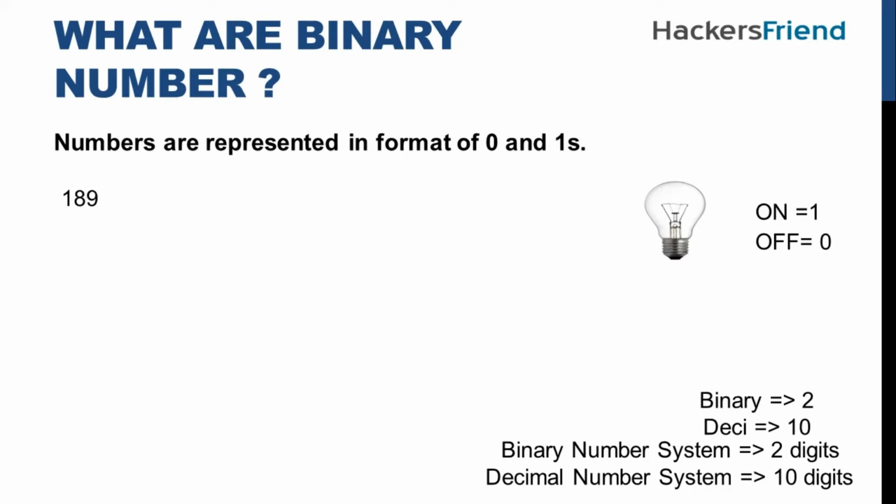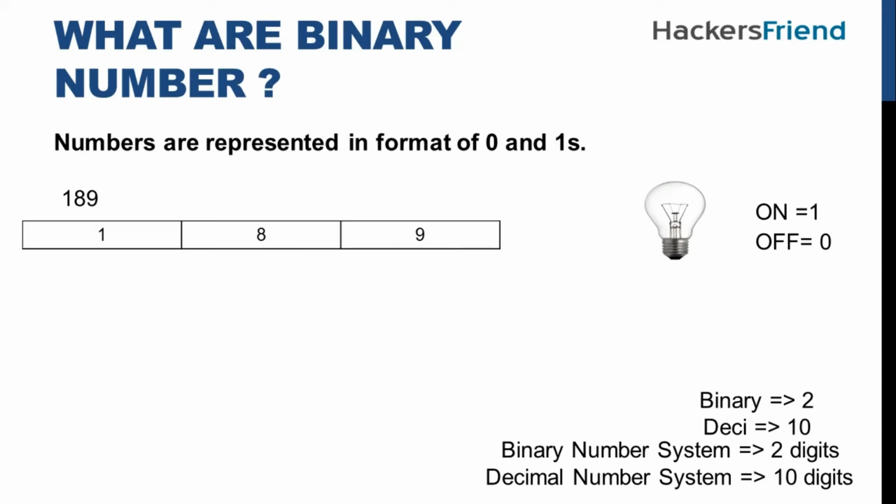So when we say 189, it is in the decimal number system. But when we say 101110 or something like that, it means we are talking in the binary number system. We will take a crazy number like that in the next example, but first let's talk about 189. Bear with me for a second. We will talk about how this number is represented in our decimal number system.